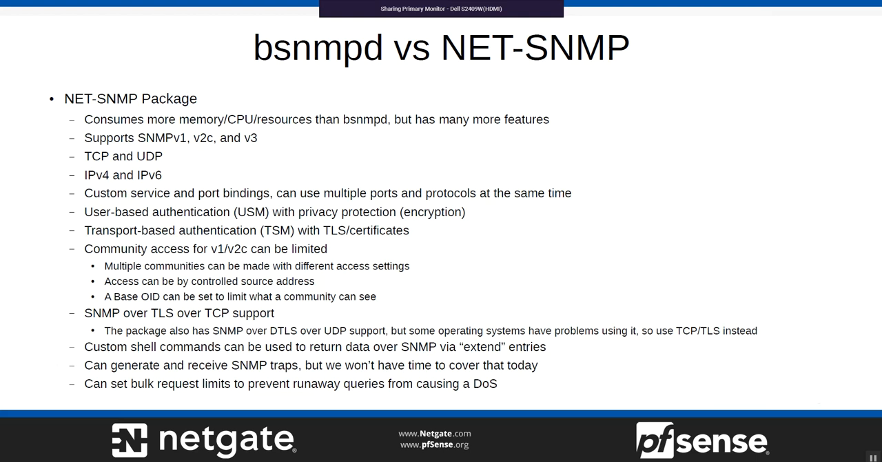You can also do custom shell commands. They can return data over SNMP via extend entries, which I'll talk about. You can generate and receive SNMP traps, but I'm not going to have time to go into SNMP traps today. I might do another hangout eventually over the advanced SNMP traps and sending and receiving traps and stuff like that. You can also set bulk request limits to prevent a denial of service situation from runaway queries.